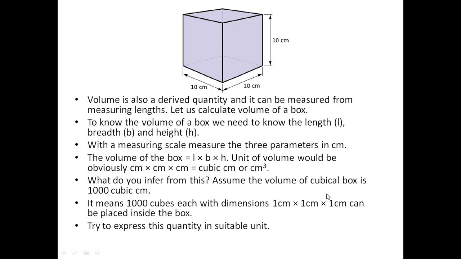What do you infer from this? Assume the volume of a cubical box is 1000 cubic centimeter. It means 1000 cubes, each with dimension 1 centimeter into 1 centimeter into 1 centimeter, can be placed inside the box. Try to express this quantity in a suitable unit.